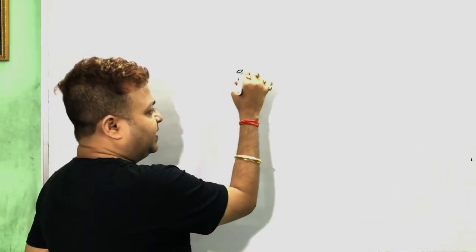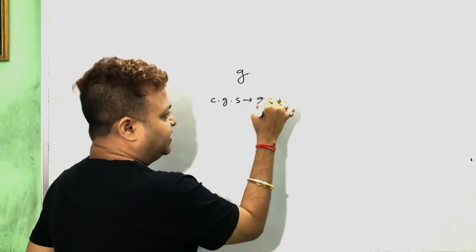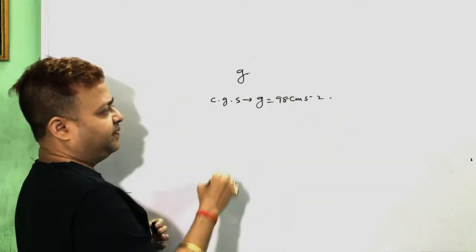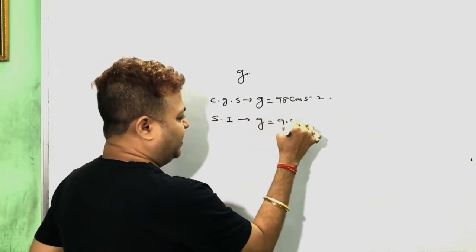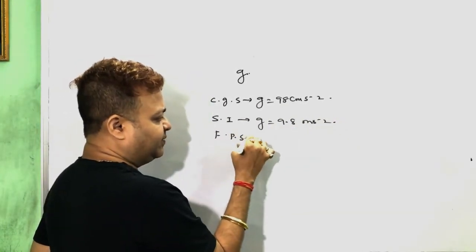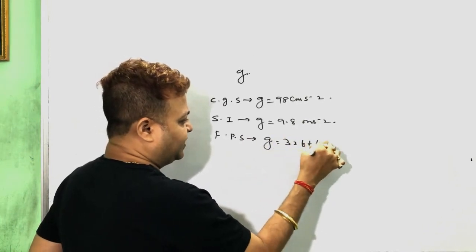Generally, it is represented by capital G, and in the CGS system, the value of G is 980 centimeter per second square. In the SI system, G is 9.8 meter per second square. In the FPS system, this is the foot-pound-second system, so we will write 32 feet per second square.